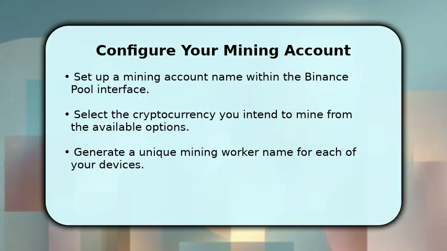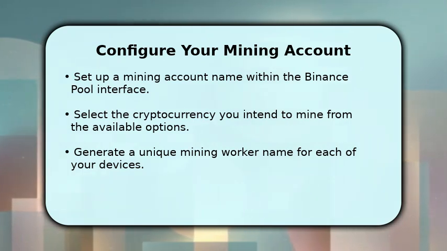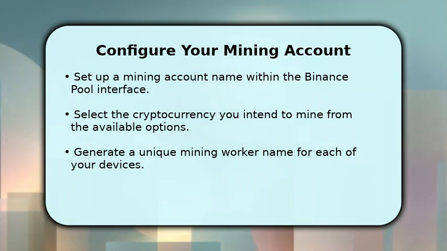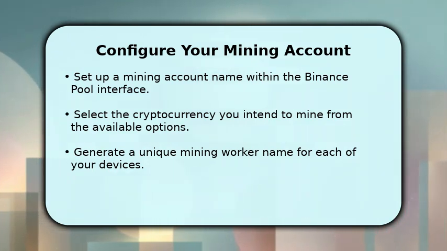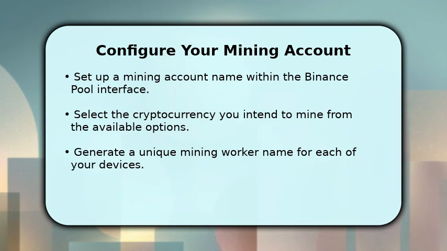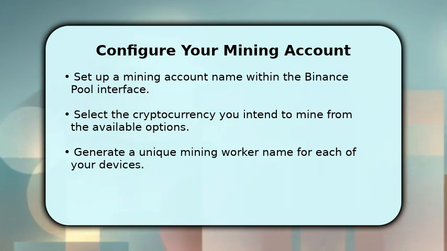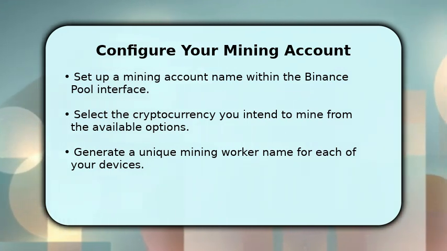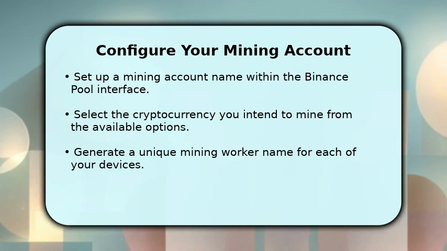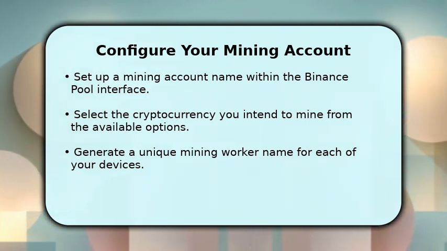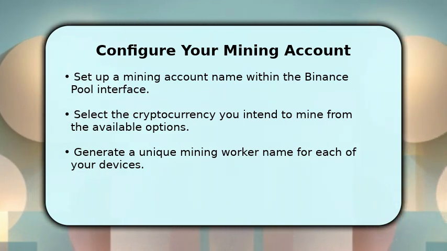Next, you'll need to configure your mining account. Within the Binance Pool interface, create a distinct mining account name. This helps organize your activities. Then, choose the specific cryptocurrency you wish to mine, such as Bitcoin or Ethereum, from the list of supported assets. For each mining device you plan to use, generate a unique worker name. This allows you to monitor the performance of individual miners, providing valuable insights into your overall operation and efficiency.